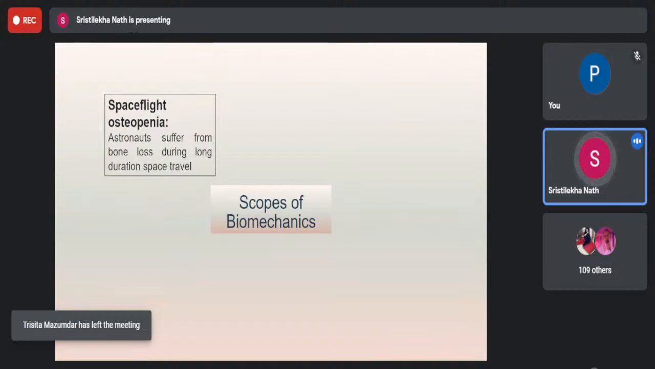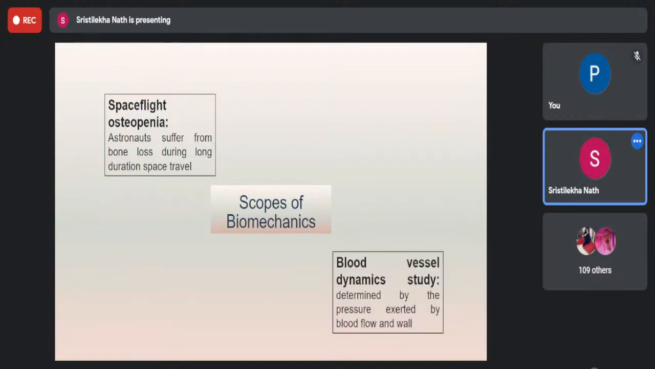Another interesting study is the dynamics of blood vessels. A blood vessel is a very dynamic structure that changes its dynamics by controlling its diameter size. By controlling the diameter size, it changes from one state to another, and this is determined by the pressure exerted by the blood flow and the smooth muscle tone that lines the wall of the blood vessel. So the pressure altogether determines the dynamicity.